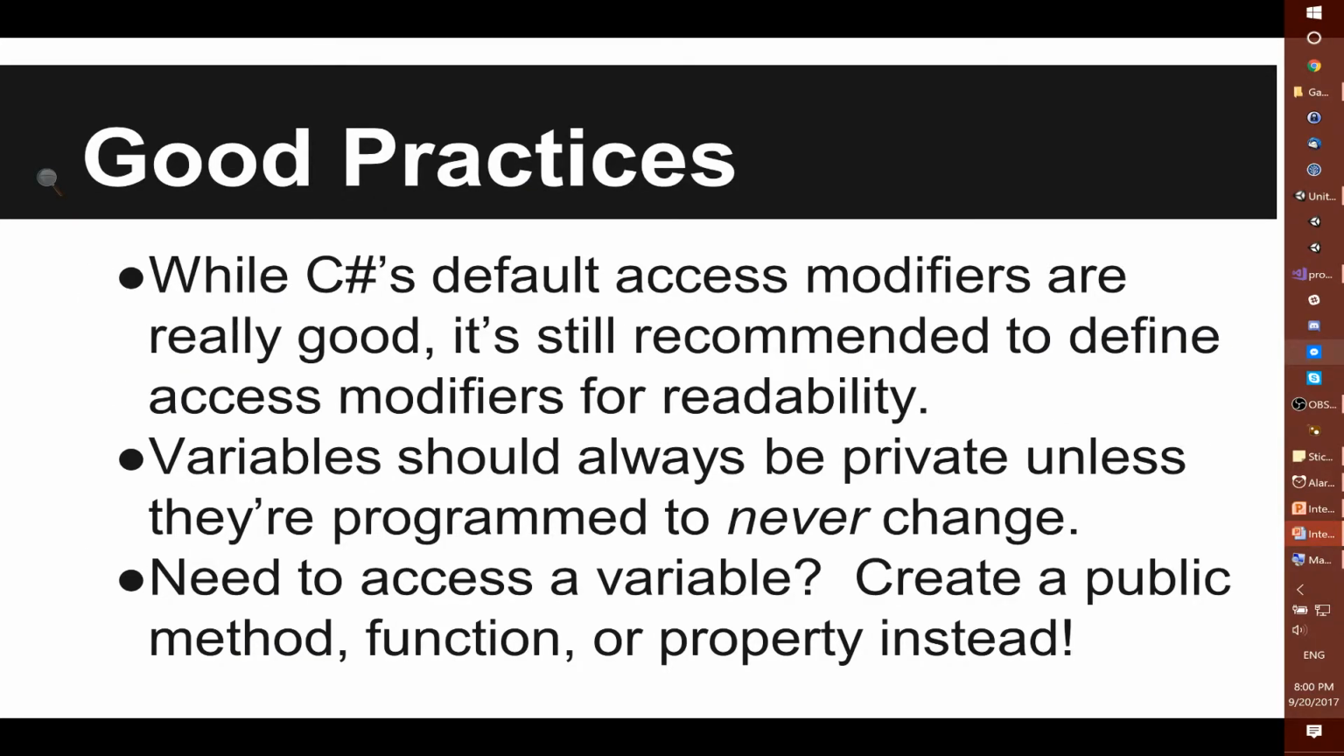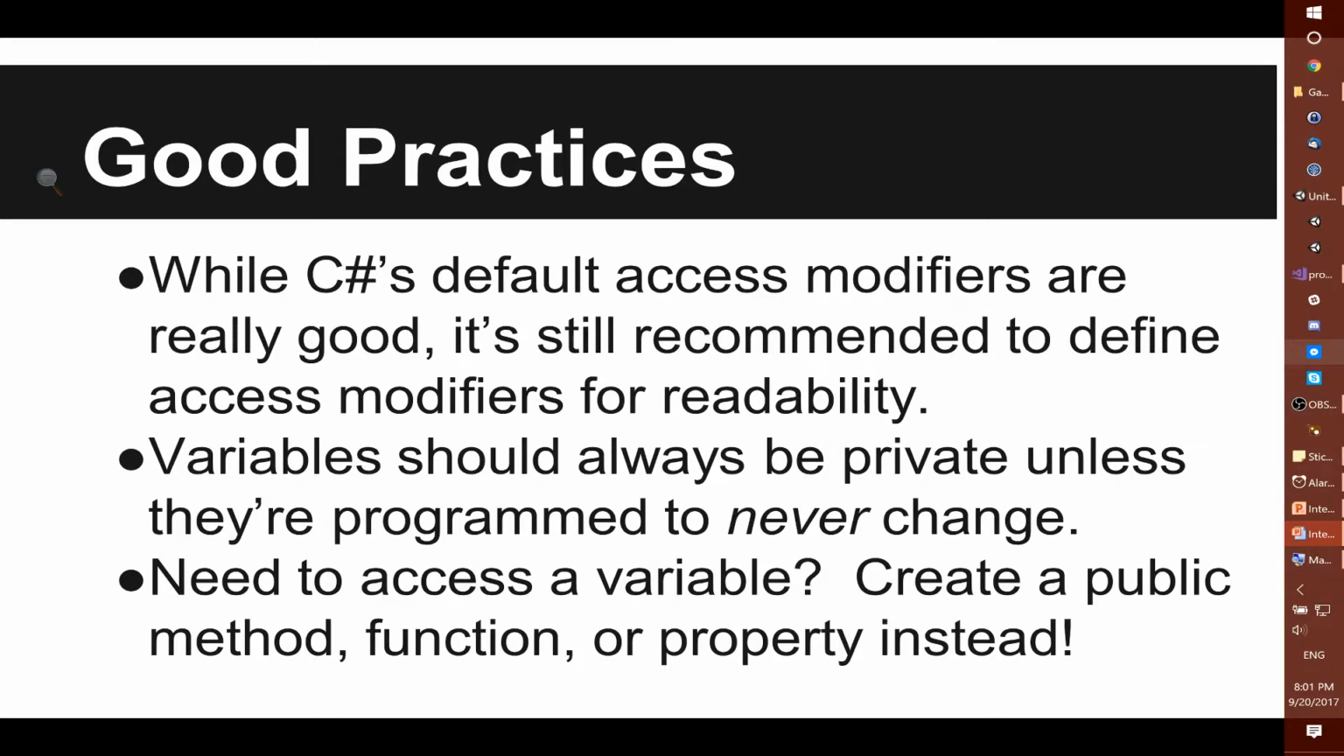Good practices in regards to access modifiers, especially in the context of structs. While C#'s default access modifiers are actually pretty darn good, and act more or less like what most programmers would expect, it is still recommended to define access modifiers for readability. Also, different languages have different ways of doing things. Java, for example, is really weird. Default does not act like public or private or anything else. It's really weird. So just generally speaking, it's a good idea to define that at all times.